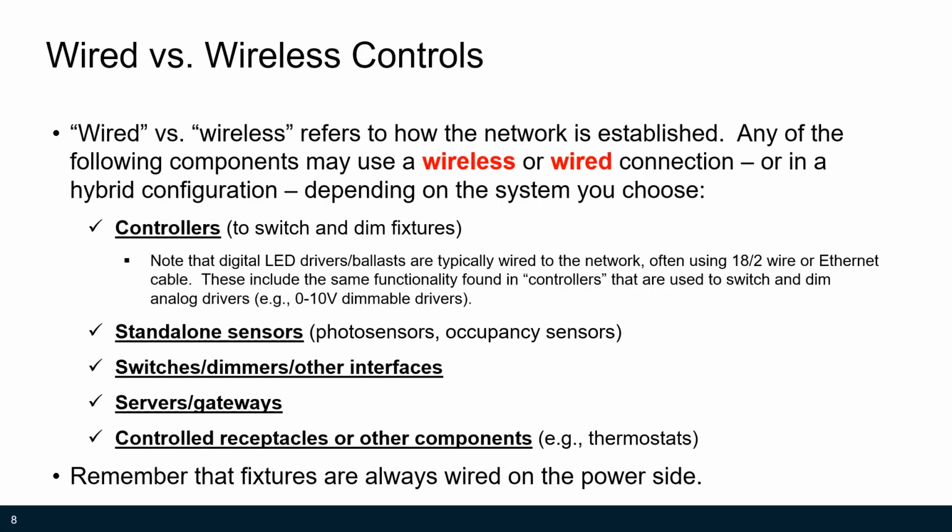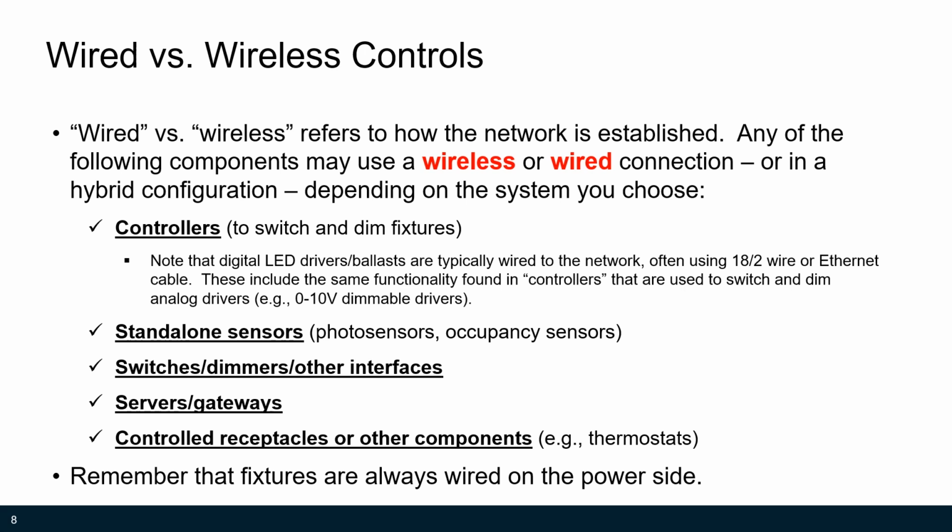The question of wired versus wireless controls has to do with how you establish the network. So all of the devices that you see listed here can be connected to the network either wirelessly or via wires. It depends on the system. Some systems can allow you to do both at the same time, or either. So you need to check with each system you might be considering using. And we'll touch on controllers a little bit more in a subsequent slide.